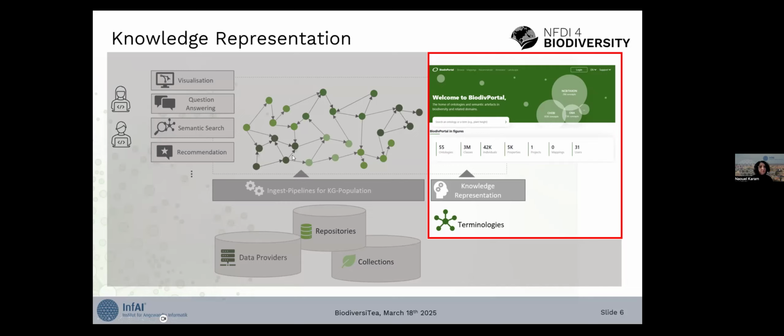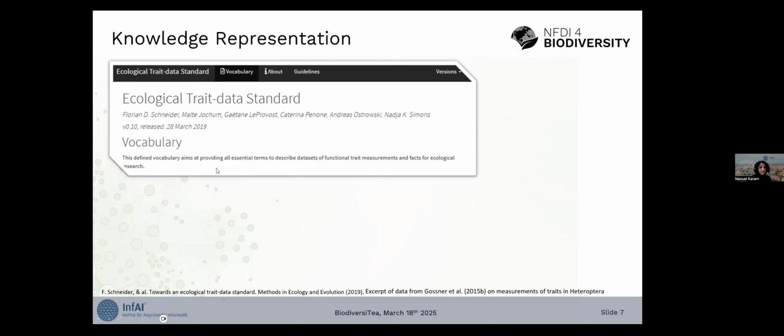There is a standard that has been developed by our colleagues from Uni Jena and from BGBM, for instance, which is called the Ecological Trait Data Standard. It's a vocabulary providing essential terms for describing data sets of functional trait measurements and facts for ecological research.